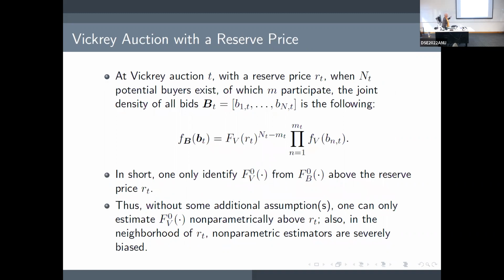Now, what happens when you have a reserve price, R_T? Well, some of the bidders don't show up, and that's a bit bad, and then some of them do. And how big M is depends on how big R_T is. So while you may be able to non-parametrically estimate little f above R_T, you're not going to do anything to the left of R_T. And so you're going to have to make some sort of assumption in order to get anywhere. My favorite is the Weibull, but you can have yours too.